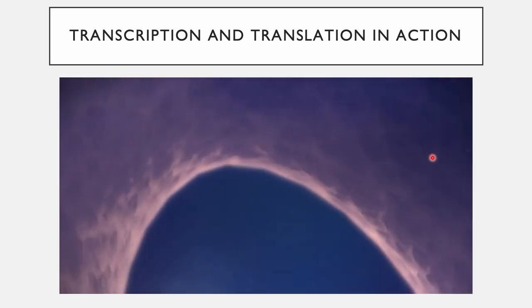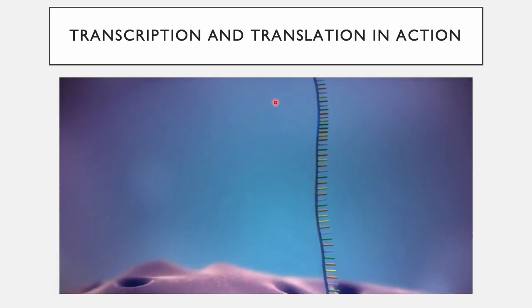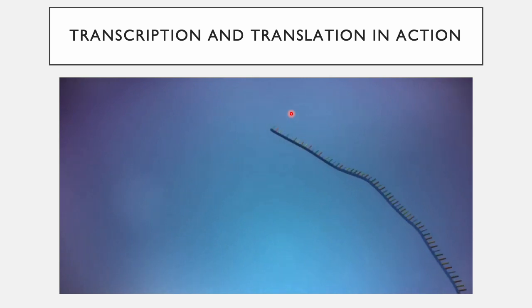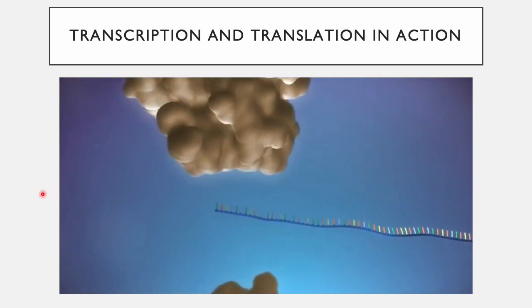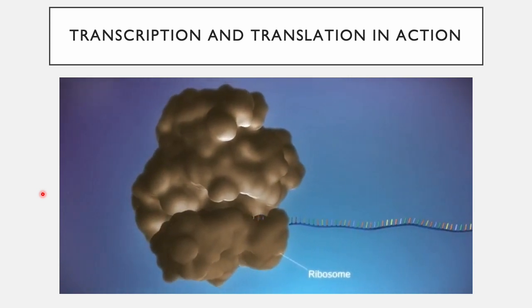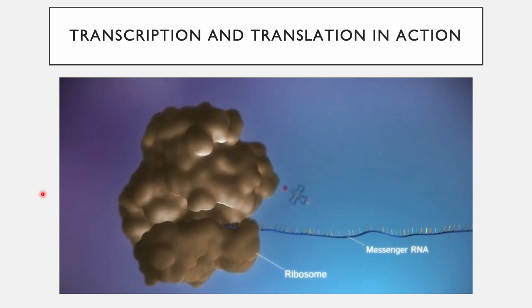Once messenger RNA is completely assembled, it leaves the nuclear pore and goes outside of the nucleus. So it is either going to make its way to a free-floating ribosome or to the rough endoplasmic reticulum where ribosomes have already attached. And this is the site of protein synthesis.